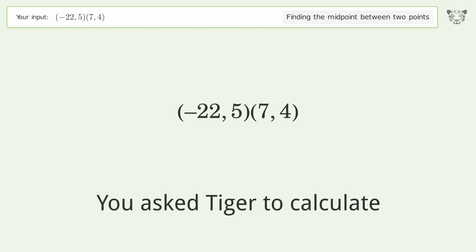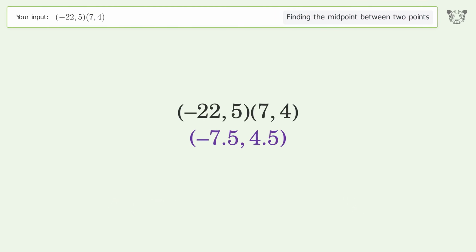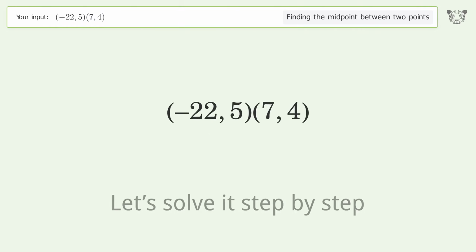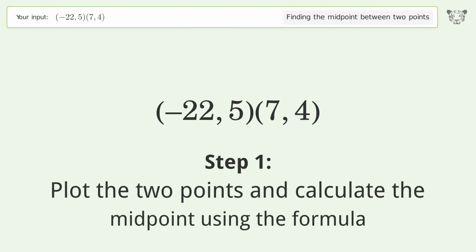You ask Tiger to calculate. This deals with finding the midpoint between 2 points. The midpoint between the 2 points is negative 7.5, 4.5. Let's solve it step by step. Plot the 2 points and calculate the midpoint using the formula.